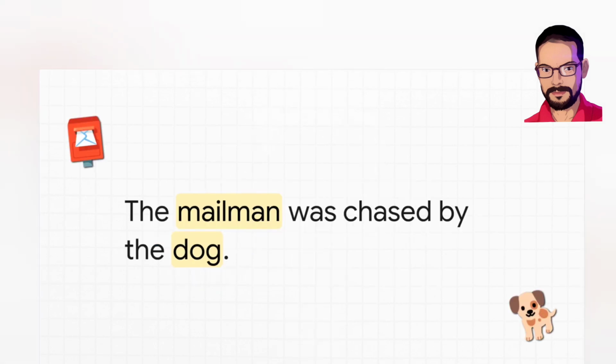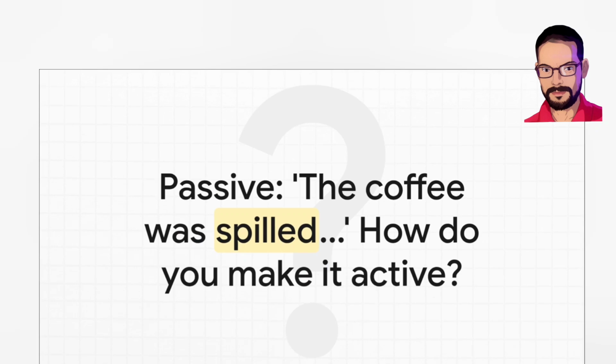Did you get it? The passive version is, the mailman was chased by the dog. And this is a great example of that shift in focus. Now we're feeling the mailman's panic, right? We're picturing his chaotic morning run. The story is now all about his experience. Okay, let's try flipping it the other way now, going from passive back to active. This is something writers do all the time to make their writing more direct.